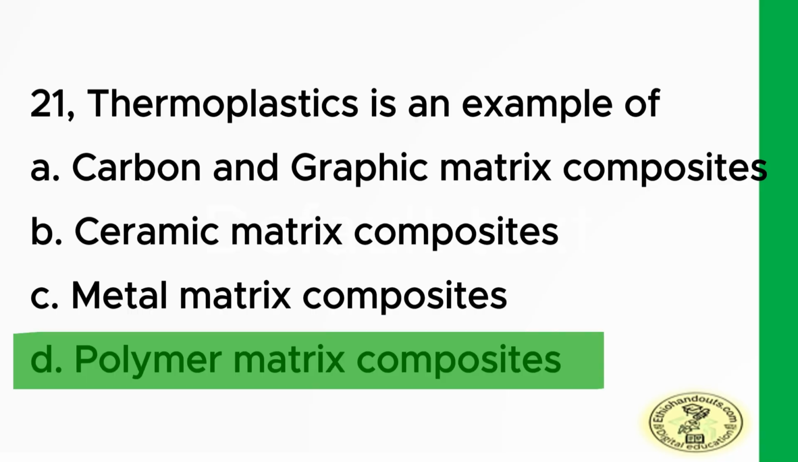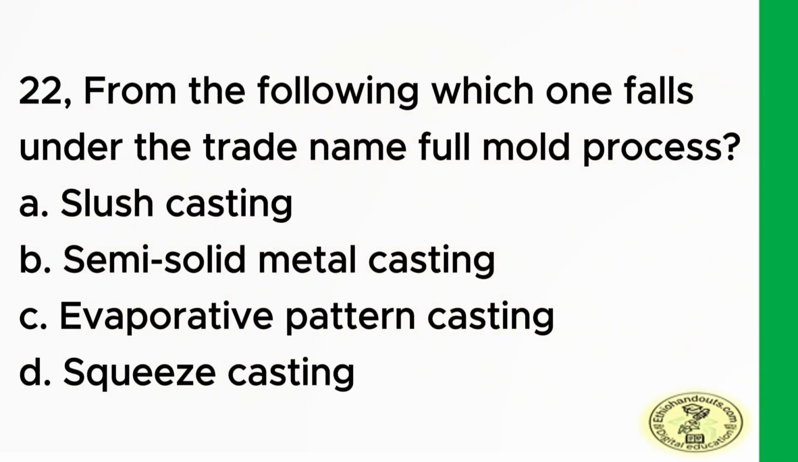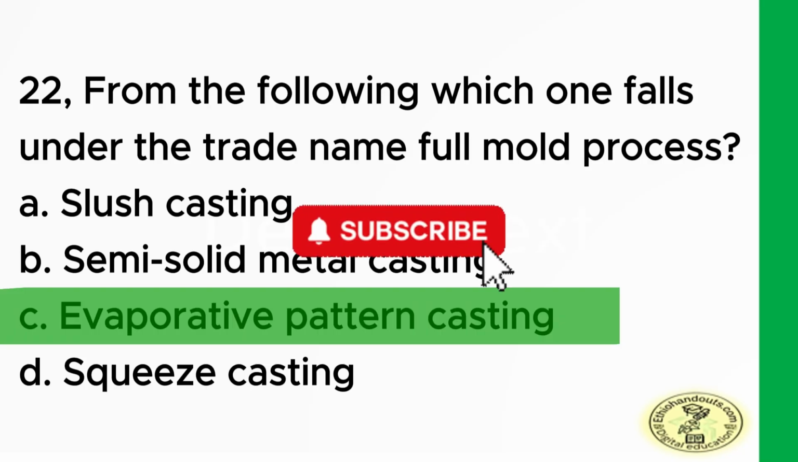The correct answer is D. Polymer matrix composites. 22. From the following, which one falls under the trade name full mold process? A. Slush casting, B. Semi-solid metal casting, C. Evaporative pattern casting, D. Squeeze casting. The correct answer is C.